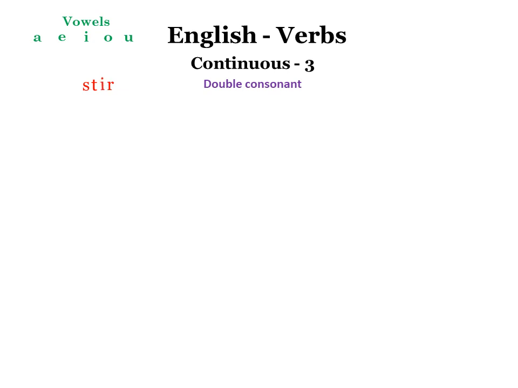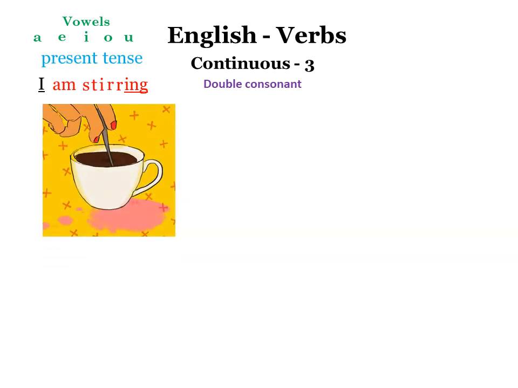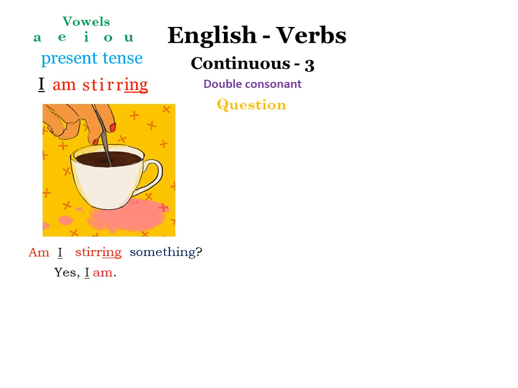If you have a vowel between two consonants, you need to double the one on the end, R, and then add ing, stirring. For present tense, I am stirring. For a question, you use the verb to be first, then the person, then stirring. Am I stirring something? A short answer, yes, I am.